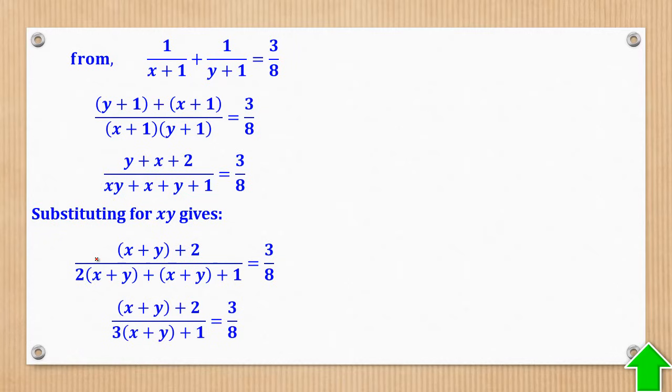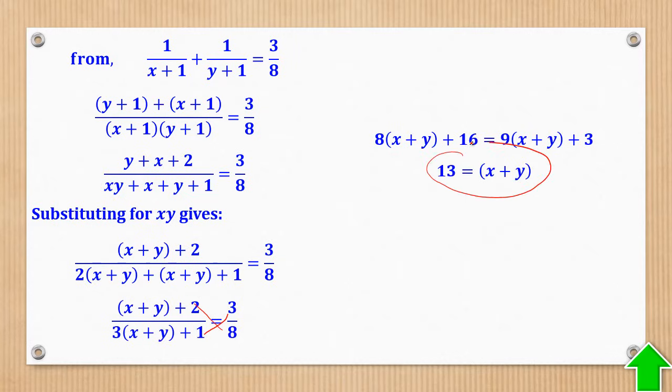Then you realize that now we have that. Cross multiply to give you that. We want the value of x plus y. So x plus y is 13.